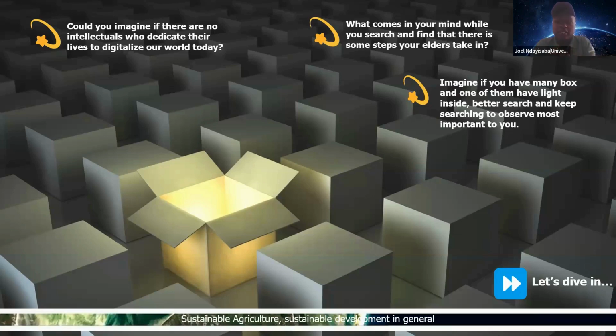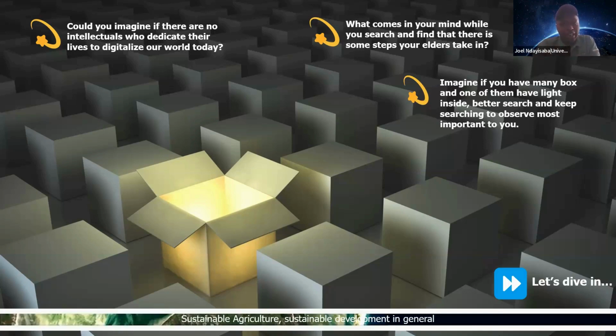So next, you can imagine, as you search and find, that there are some steps your elders have taken. Here I've asked myself, I've found that Digital Earth Africa is one of the platforms that has been developed by our elders. So we have to use this platform to analyze and gain more experience to make our world better digitalized than before, than in the past.